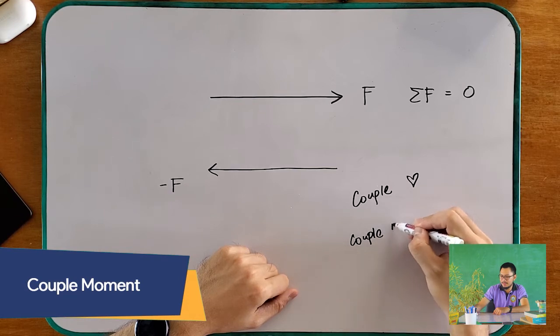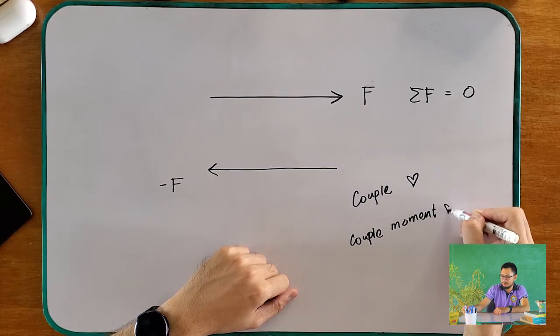Okay? So therefore, the moment that is produced by a couple is what you call the couple moment. So this couple moment is what you call the rotational effect a couple is creating. And take note that a couple moment is a free vector. What does that mean? It does not depend on a certain point. It only depends on the distance between the two forces of the couple.